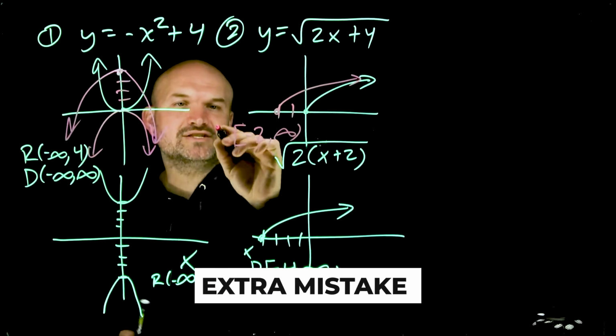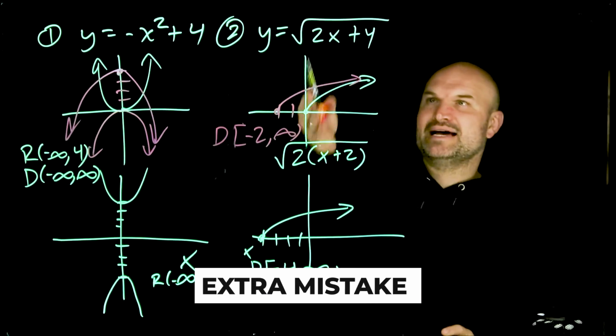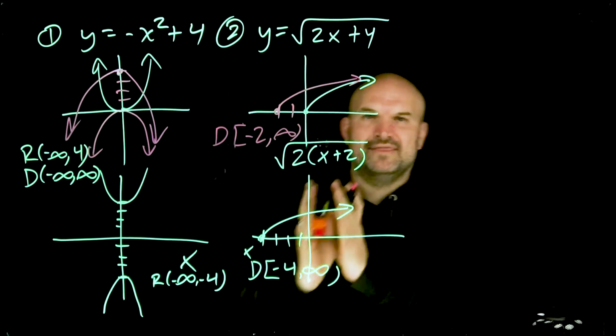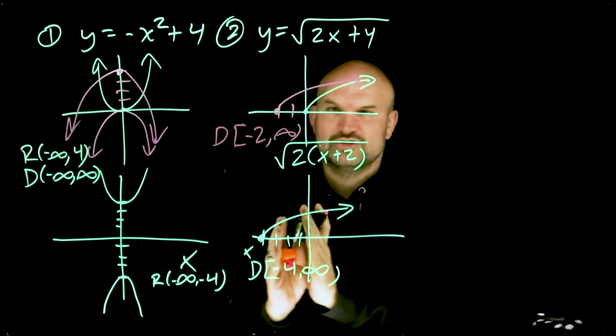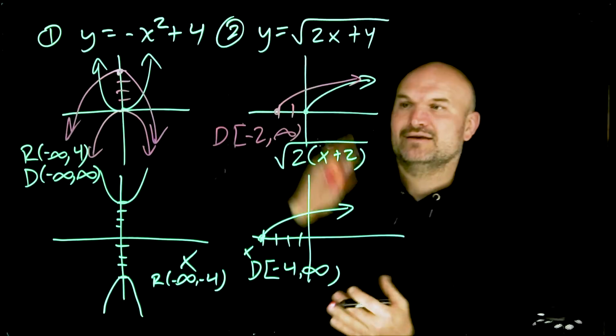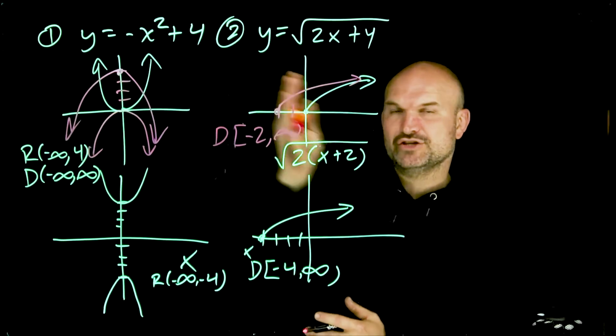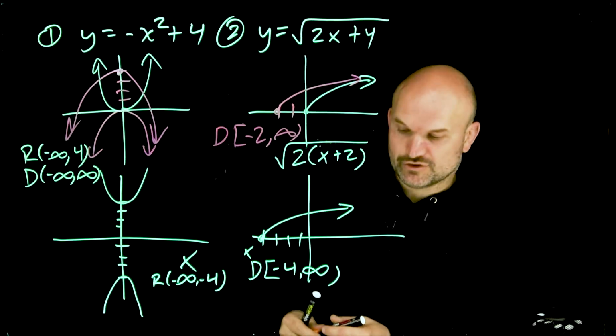Now, another mistake that students will make is sometimes they see the plus 2, and they'll shift it 2 units to the right, or shift it 4 units to the right. Don't do that. Make sure that when you're adding, that's actually going to be a shift to the left direction.